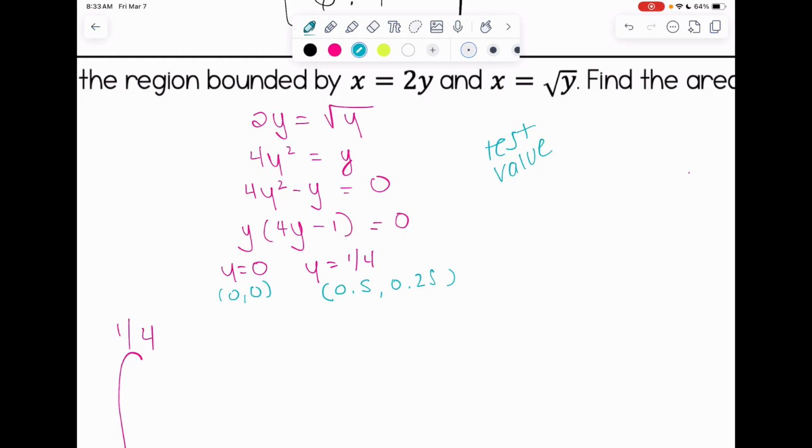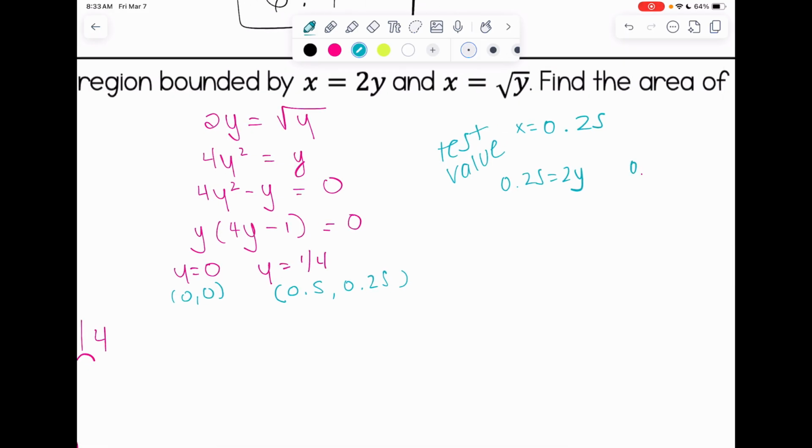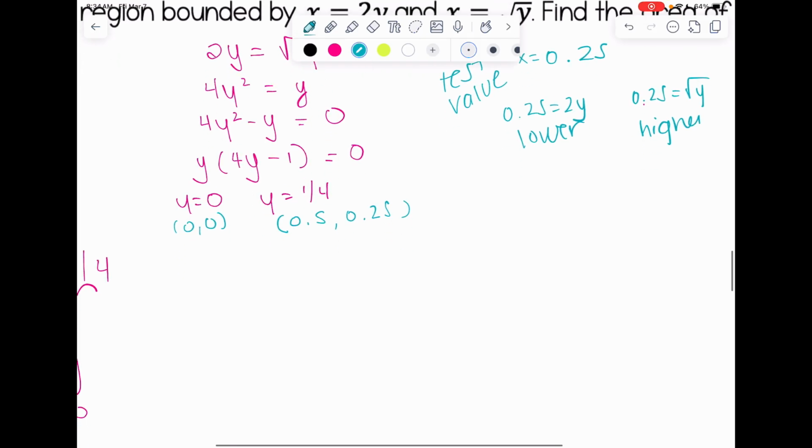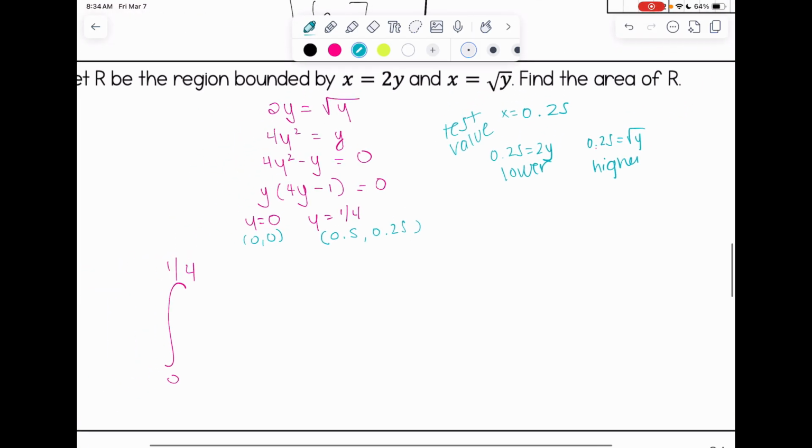So let's say that I picked 0.25 again. If I now plug 0.25 in for x into each of the functions, I could solve for y, and I'm going to see that this one gives me a higher value and this one gives me a lower value. And now I know which one is the upper function. So that's one option. Let's say we were doing that option, and I know now that radical y is the upper and 2y is the lower, dy. That would basically give me my area.